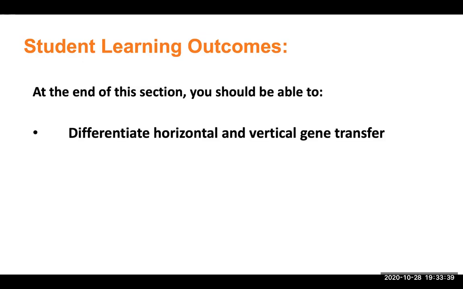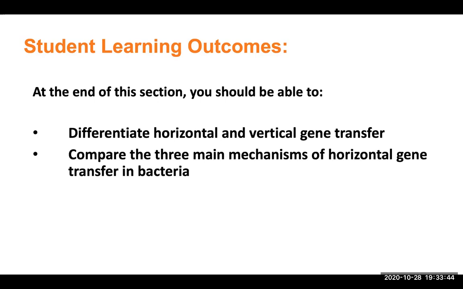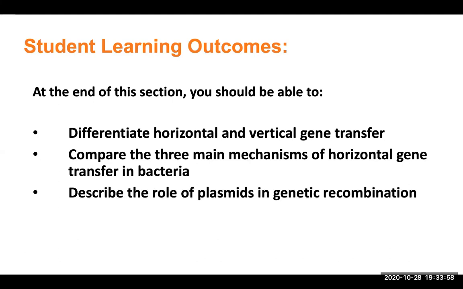At the end of this lesson, you should be able to differentiate between horizontal and vertical gene transfer, and you should be able to compare the 3 main mechanisms of horizontal gene transfer in bacteria, meaning you should know all the steps of each type of horizontal gene transfer that I'm going to go over. And then you should be able to describe the role of plasmids in genetic recombination.